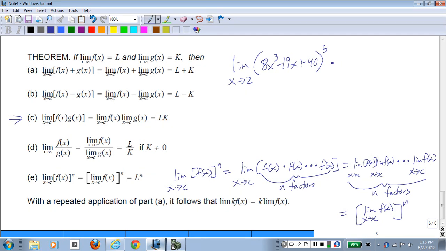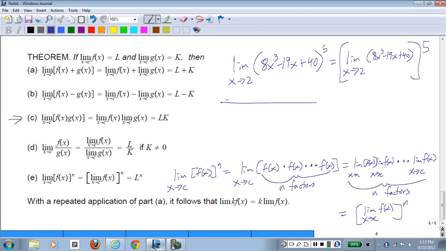Well, what we're saying is this is equal to the limit as x approaches 2 of 8x cubed minus 19x plus 40, raised to the fifth power. This is, I think, kind of a good thing, because if we were stuck having to evaluate this, we would need to take 8x cubed minus 19x plus 40 and raise it to the fifth power. And that's a real pain. Take a trinomial, raise it to the fifth power. And then evaluate the limit as x approaches 2.